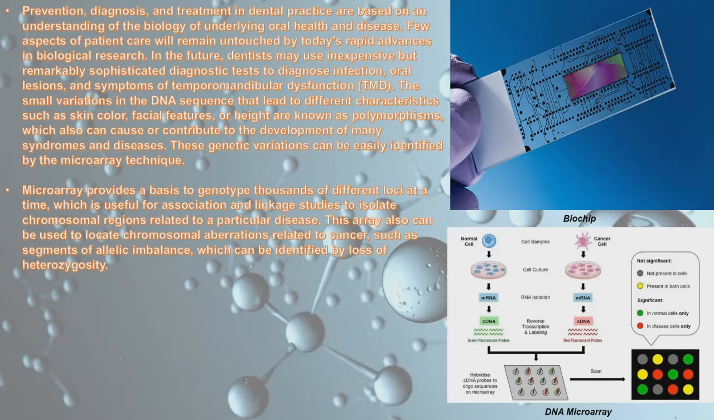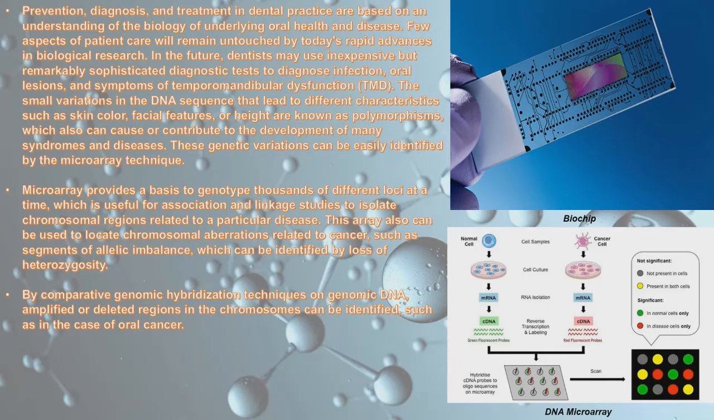Microarray provides a basis to genotype thousands of different loci at a time, which is useful for association and linkage studies to isolate chromosomal regions related to a particular disease. This array also can be used to locate chromosomal aberrations related to cancers, such as segments of allelic imbalances, which can be identified by the loss of heterozygosity. By comparative genomic hybridization techniques on genomic DNA, amplified or deleted regions in the chromosome can be identified, such as in the case of oral cancer.